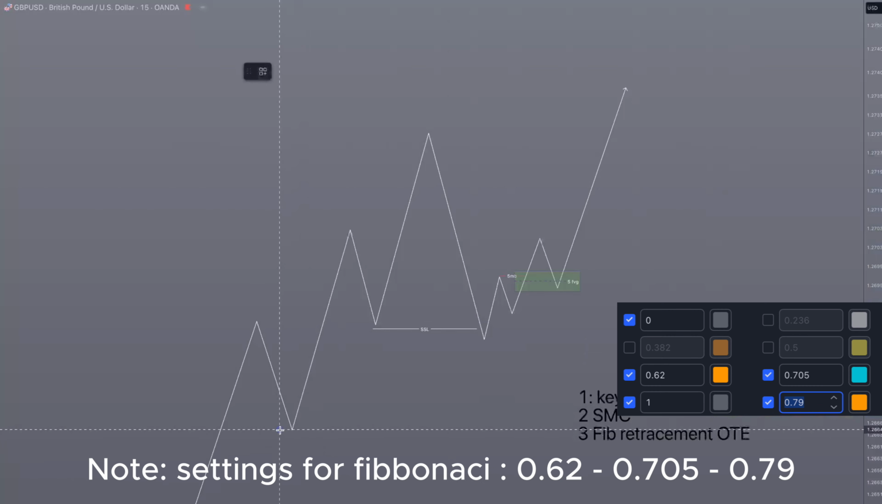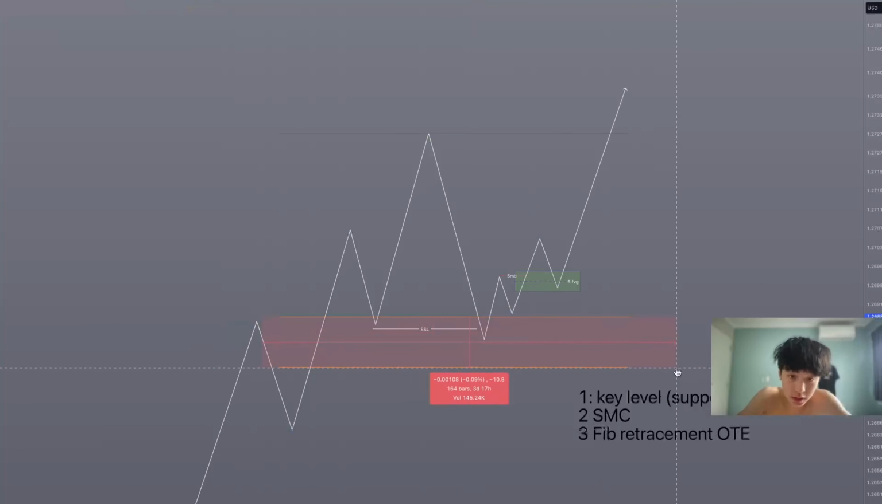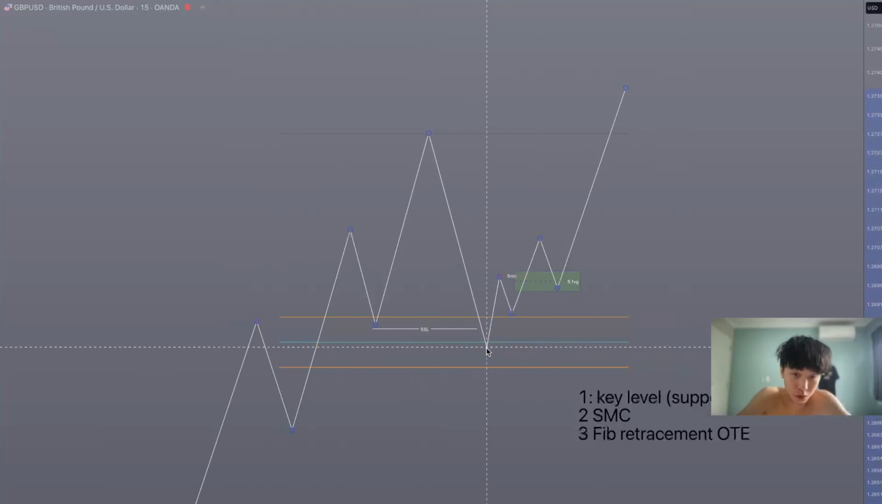So you just draw that from whatever swing low you like to whatever swing high you like, and it's in between the yellow to blue range. Ideally you want to see it touch the blue line.